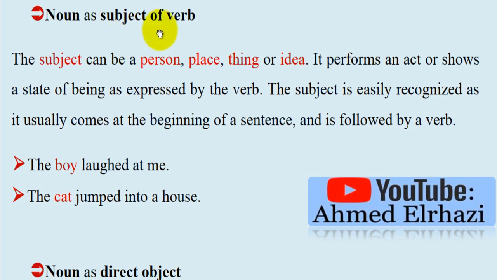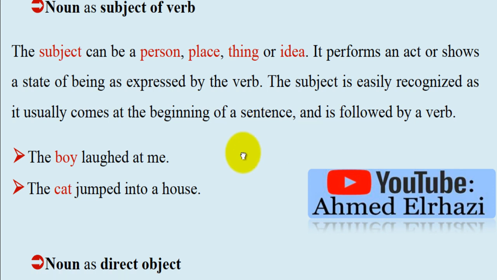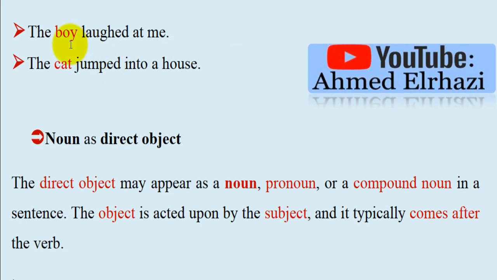Noun as subject of verb. The subject can be a person, place, thing, or idea. It performs an act or shows a state of being as expressed by the verb. The subject is easily recognized as it usually comes at the beginning of a sentence and is followed by a verb. Examples: The boy laughed at me. Boy. The cat jumped into a house.